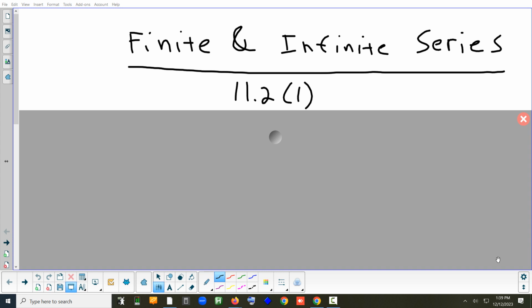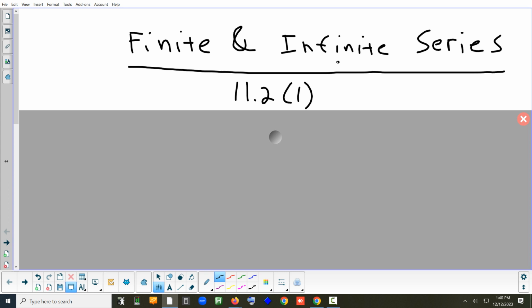Okay, so last section we're going to look at for this week is 11-2. We'll split it into 2 days. Day 1 is going to be on what we call a finite series. That means adding up numbers that have an end. So you're not adding up forever. You stop somewhere. And then tomorrow we're going to look at adding up an infinite amount of numbers.